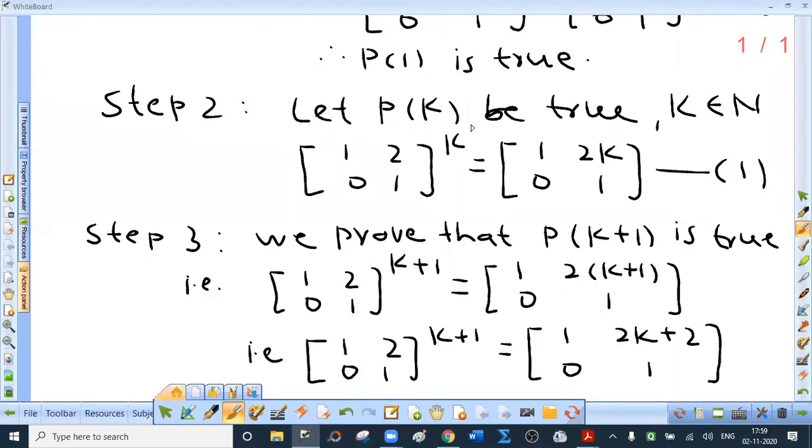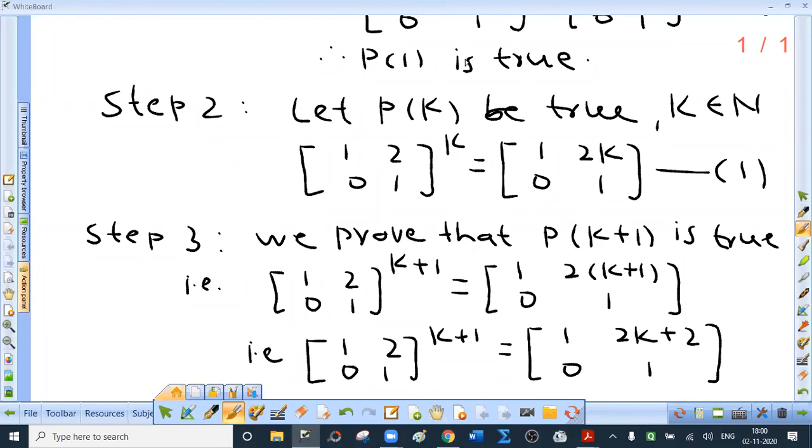Second step, let P of k be true, where k is a natural number. So 1, 2, 0, 1 raised to k is which matrix? 1, 2k, 0, 1. This is first result. We now prove that P of k plus 1 is true. That is to prove 1, 2, 0, 1 raised to k plus 1 is which matrix? 1, 2 into k plus 1, 0, 1. That is 1, 2k plus 2, 0, 1. Okay.